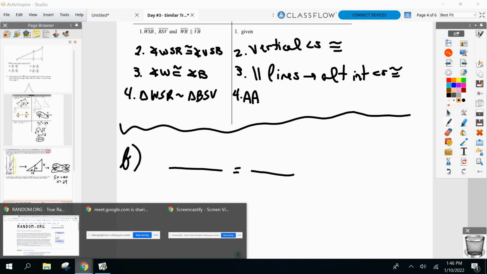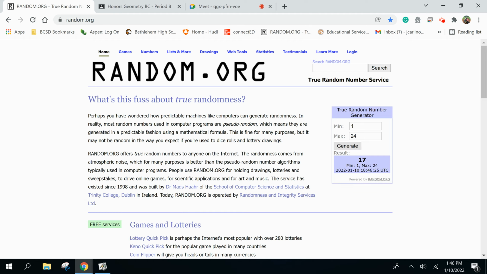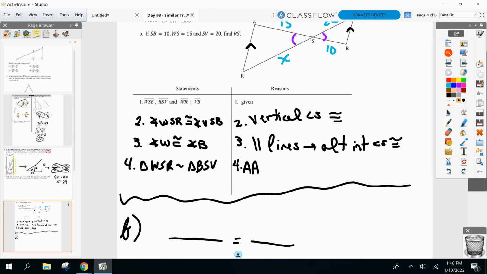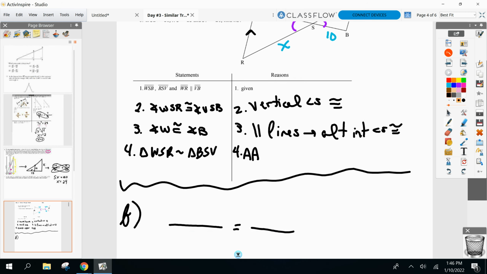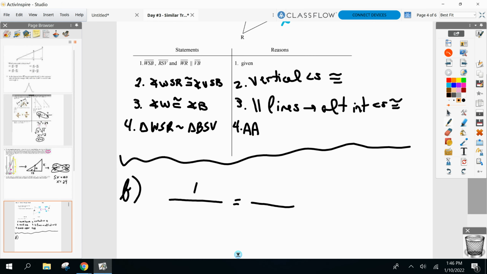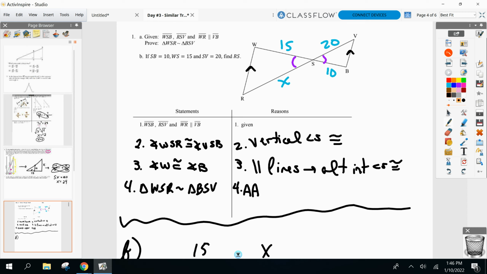All right, give me a good proportion you guys came up with. 17, go ahead. What's your proportion? First one ever, Tammy, that I called on. Somebody was home and they actually answered. Great job. 15 over 10 equals x over 20. Good work, I like it. How you feeling at home? You doing all right?